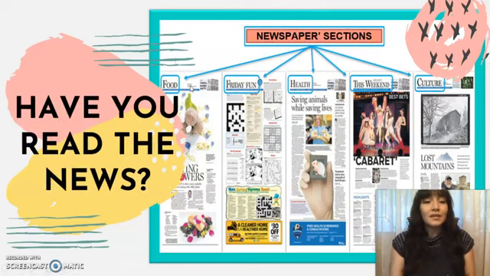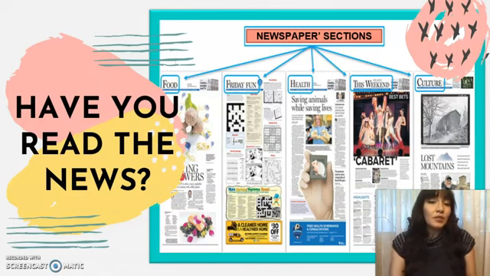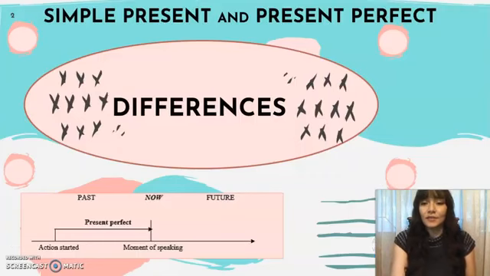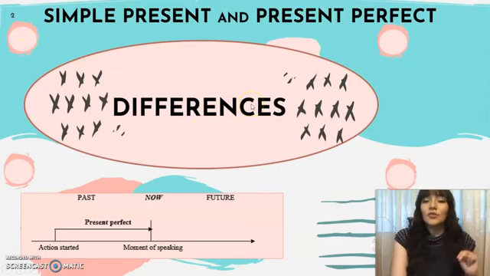So, in this class, we are going to talk about newspaper sections and we are going to learn some expressions to give our opinions about newspapers using the simple present tense and the present perfect tense. So, let's start. As I said before, we are going to analyze two tenses, the simple present and the present perfect tense. To do this, let's analyze the following grammar chart.